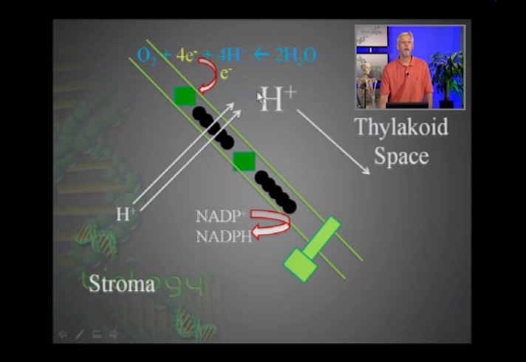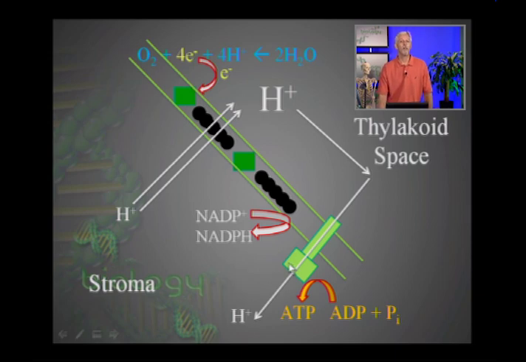Why do we want to pump hydrogens? So that they can pass through the ATP synthase. And of course, when hydrogens go through 2 at a time, what gets produced? ATP is produced by the ATP synthase. So again, what we have here is an oxidative phosphorylation. So the overall effect then is to take solar energy and generate chemical energy in the form of ATP.